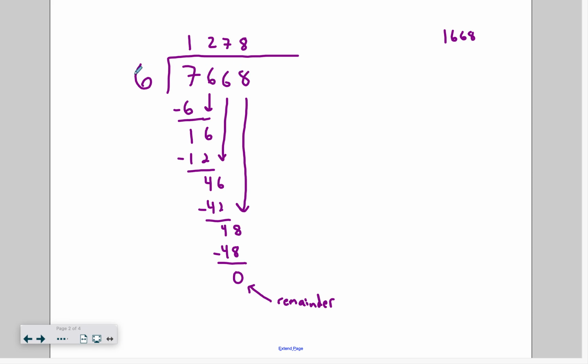7,668 divided by 6 is 1,278. Or you can also say that 6 times 1,278 is 7,668. Sweet. All right, cool. Let's try another one.